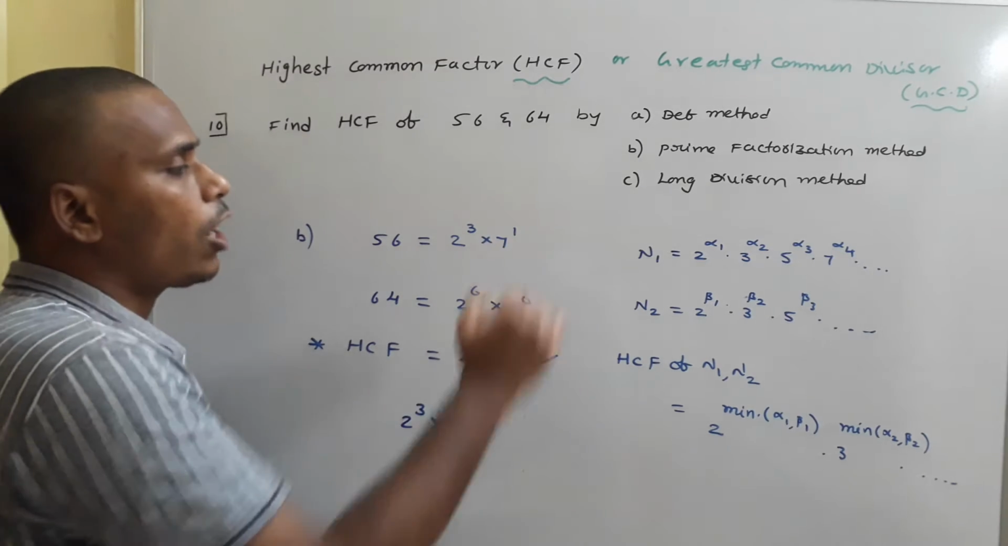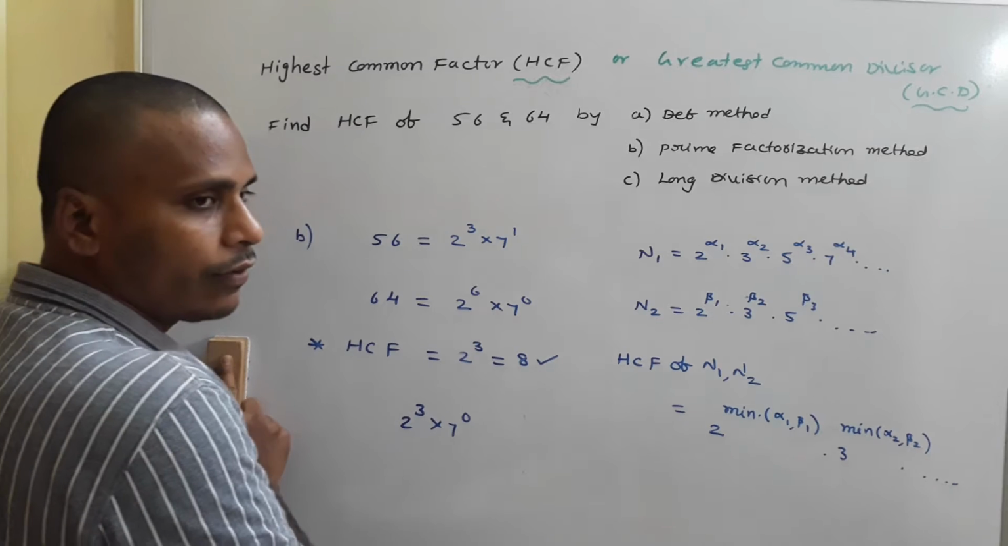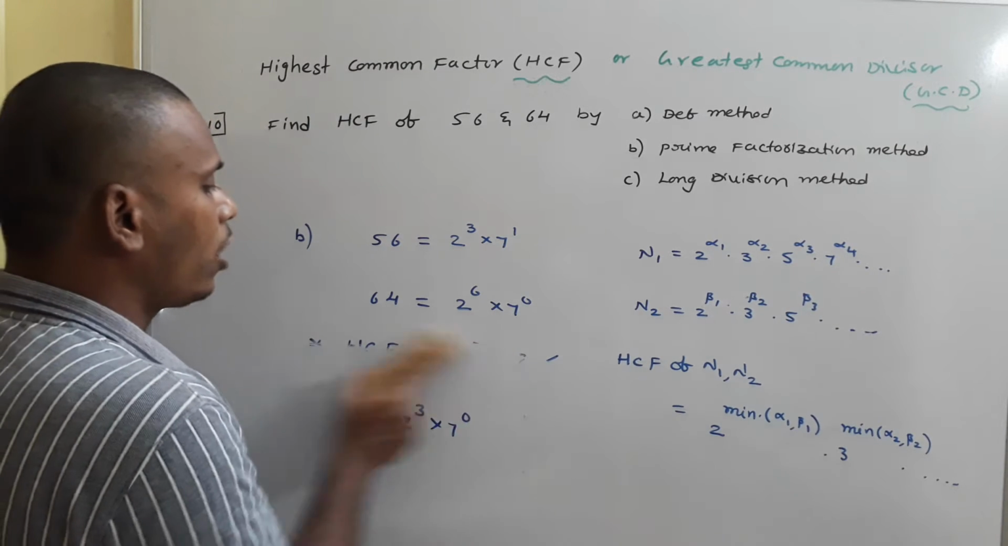And then the next thing is the long division method. I am erasing this. Everybody, just take a screenshot. How to find HCF by the long division method.